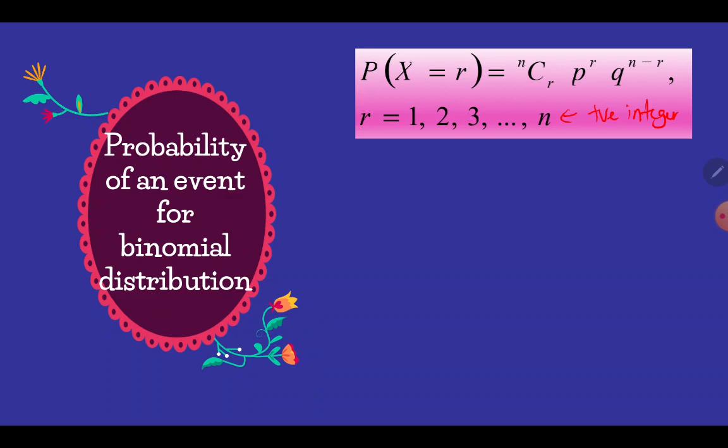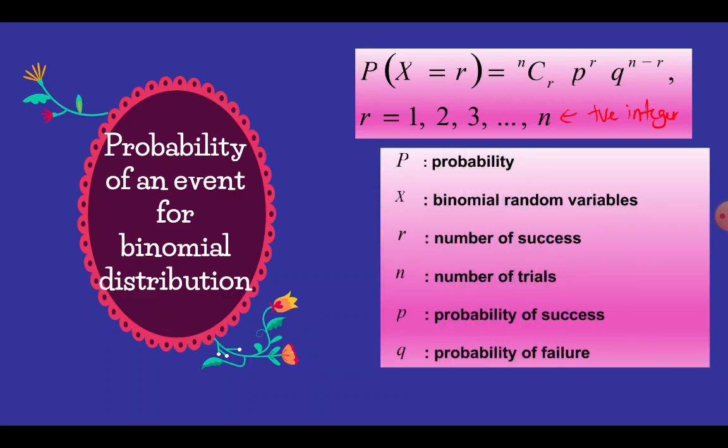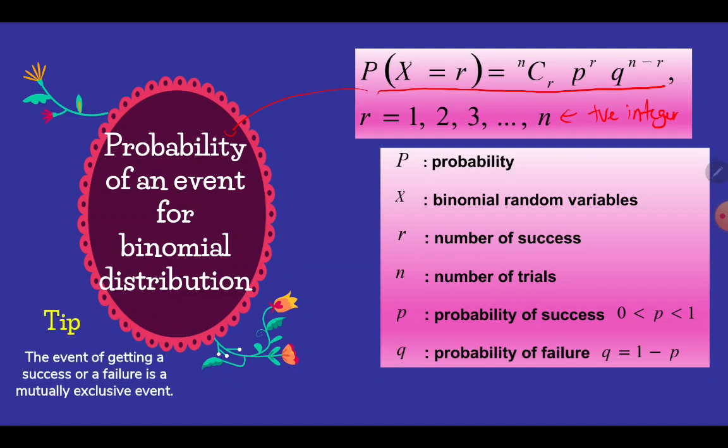So what do R, p, q represent? P represents the probability, X is the binomial random variable, R is the number of successes, n is the number of trials, p is the probability of success, in which p must be greater than 0 and less than 1, and q is the probability of failure. How can we find q? q is equal to 1 minus p. So this is the formula in getting the probability. Okay, tip: the event of getting a success or a failure is a mutually exclusive event.